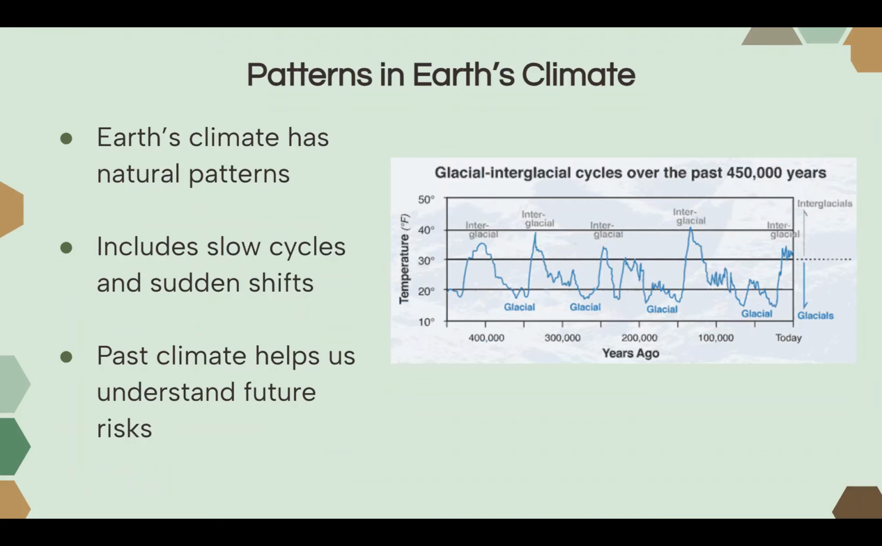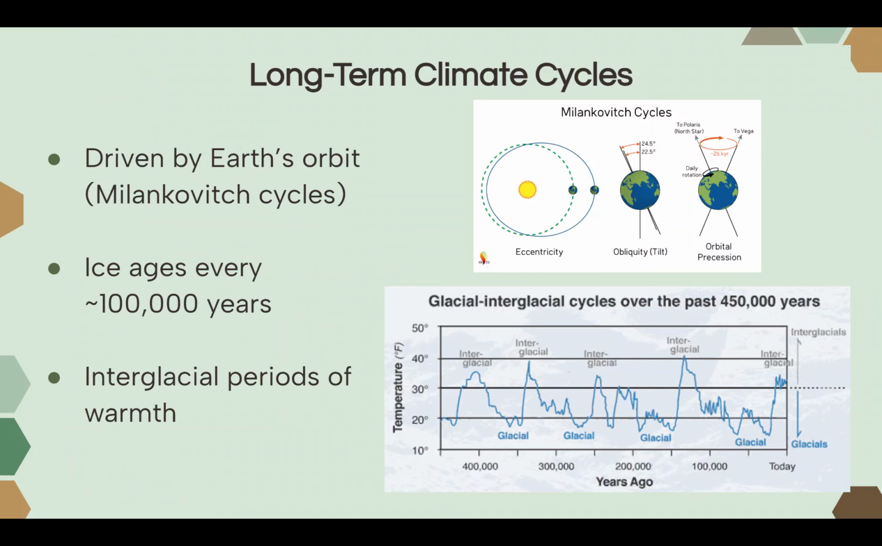Earth's climate has many natural patterns, and this includes slow changing cycles and even sudden shifts that are very abrupt. Studying our past climate helps us understand future risks and even our human impacts on the natural cycles of the climate on Earth. So let's talk about some long-term natural climate cycles.